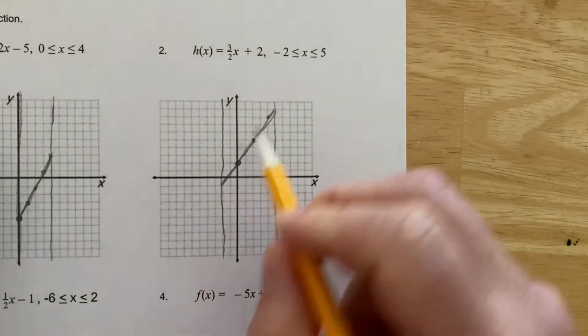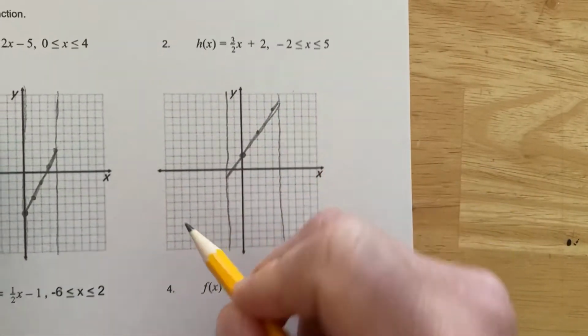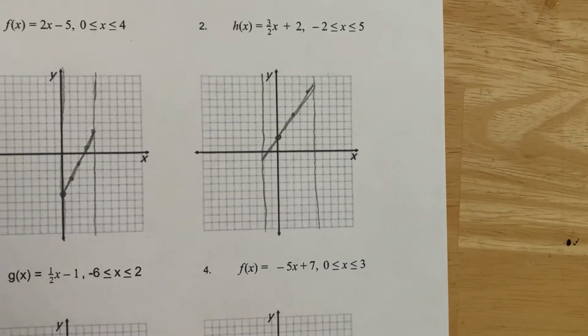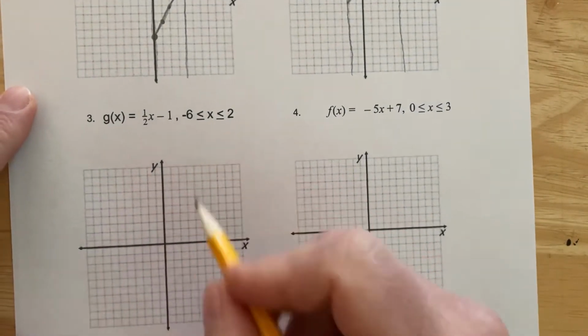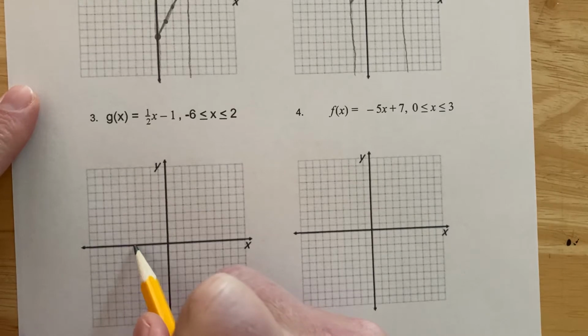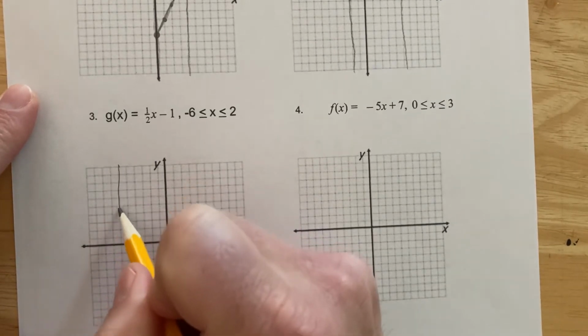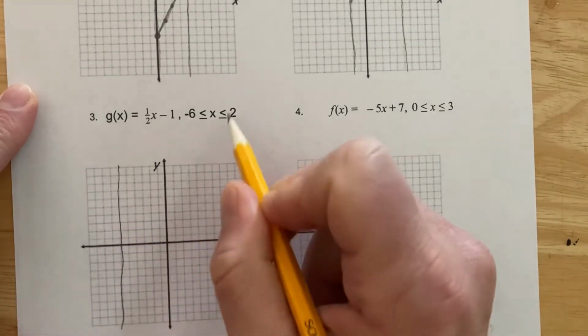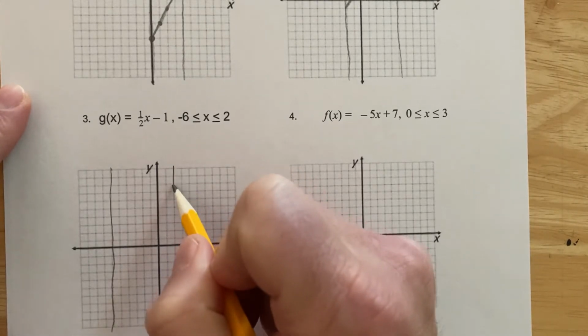And that's all I want. I don't want it to go past this wall, and I don't want it to go past that wall. Okay. Same thing here. We're going between -6, 1, 2, 3, 4, 5, -6. Make my wall there. And then +2, 1, 2, make a wall there.